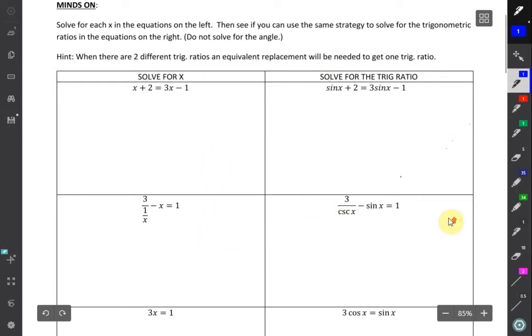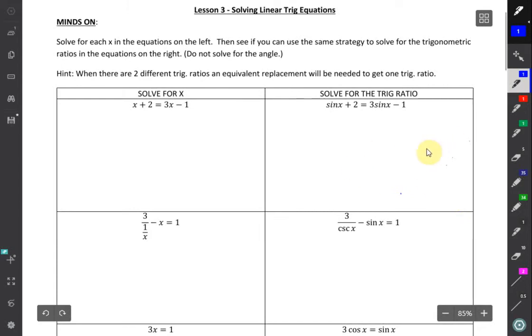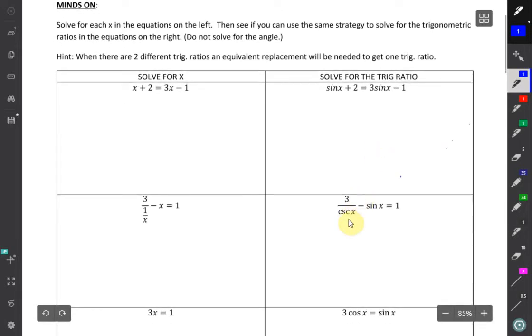Now, there is one extra step that may be required in these linear trig equations. Sometimes you might have to do a substitution in order to get them to be the same trig function throughout the equation. So in this case, we have a cosec x, which is a reciprocal function to sine x. So in this case, what you'll want to do is replace that with 1 over sine x, and then go ahead and isolate or get sine x by itself.